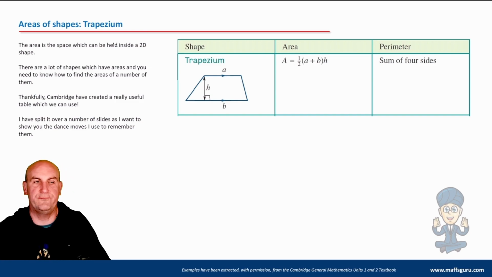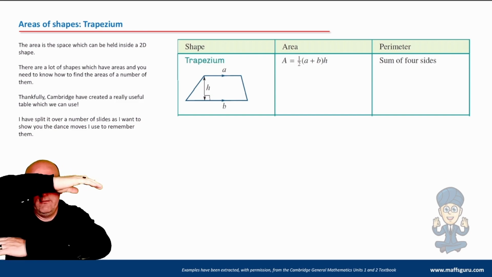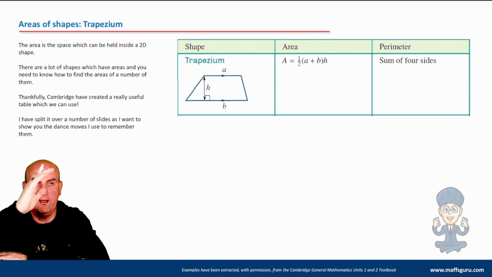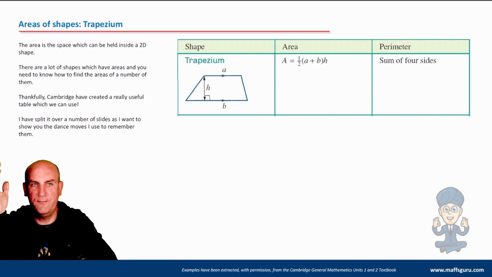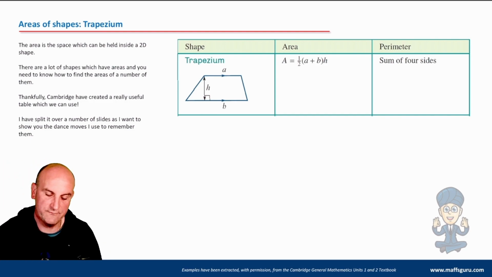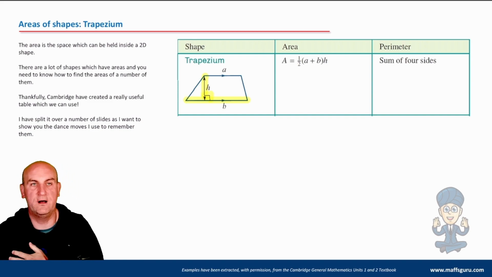It's such a shame I don't have enough room here, but I say add the parallels, times by how far apart they are, and divide by 2. So I always add the parallels, times by how far apart they are, and divide by 2. And again, if I want to know how far apart they are, I'm looking for the right angle. That's how far apart they are.